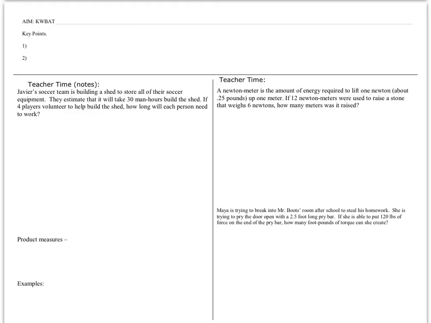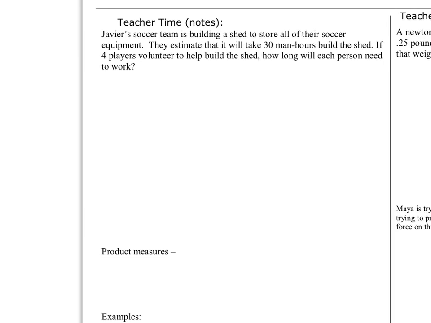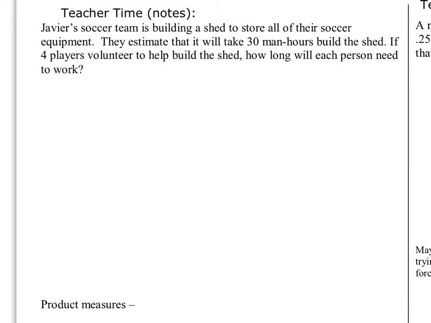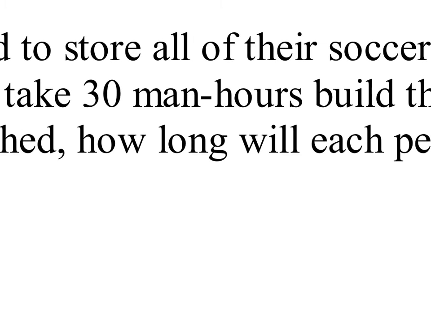When we talk about product measure, the word product means the answer to a multiplication. We're going to be using units and measures that are units multiplied together. So as we read this first problem, it says, Javier's soccer team is building a shed to store all of their soccer equipment. They estimate it will take 30 man-hours to build the shed. This is our product measure. Right here, this man-hours. And when we see this hyphen, that's going to be a dead giveaway of a product measure.